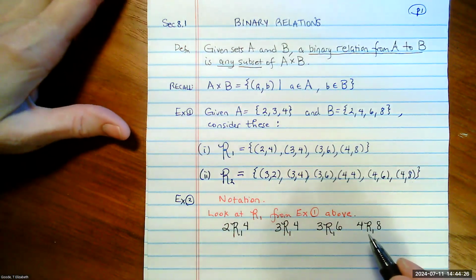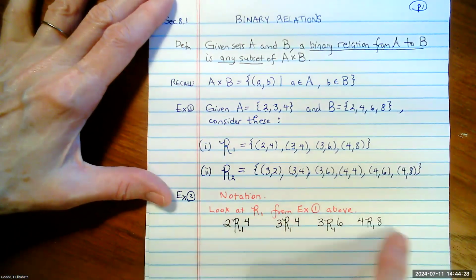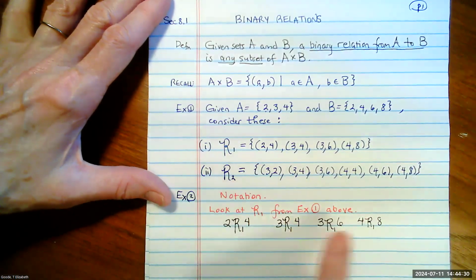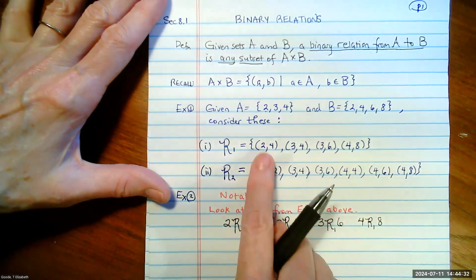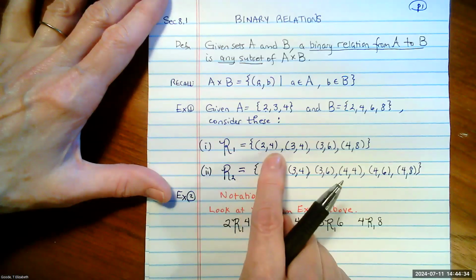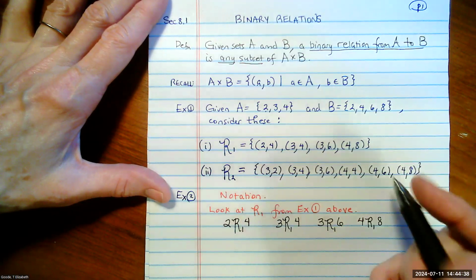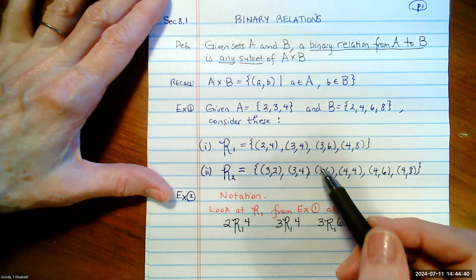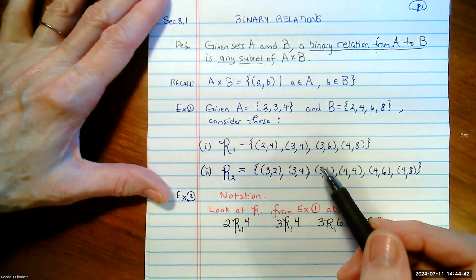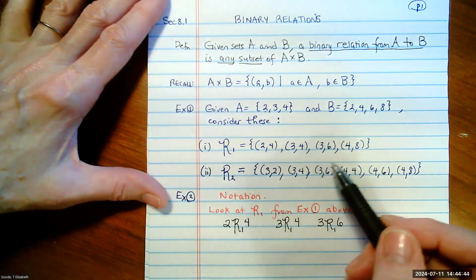Here we go. Order matters because these are ordered pairs. So whereas in relation 1, 2 is related to 4, 4 is not related to 2. For 4 to be related to 2, we would need to have the ordered pair (4, 2) in R1.